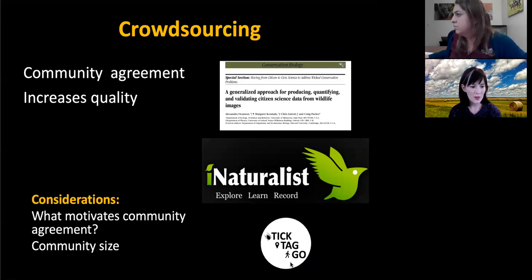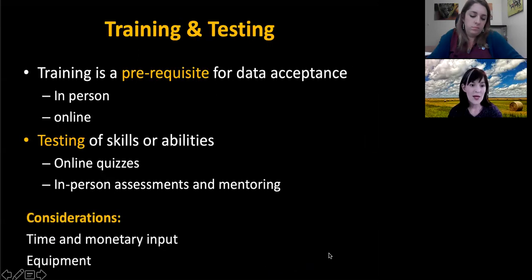So some considerations would be what motivates community agreement, because sometimes people may just agree with what they're seeing. So are people actually checking and coming up with their own decision? And then community size: do you have enough people to really get enough identifications on a particular data point? And then the last one would be training and testing.